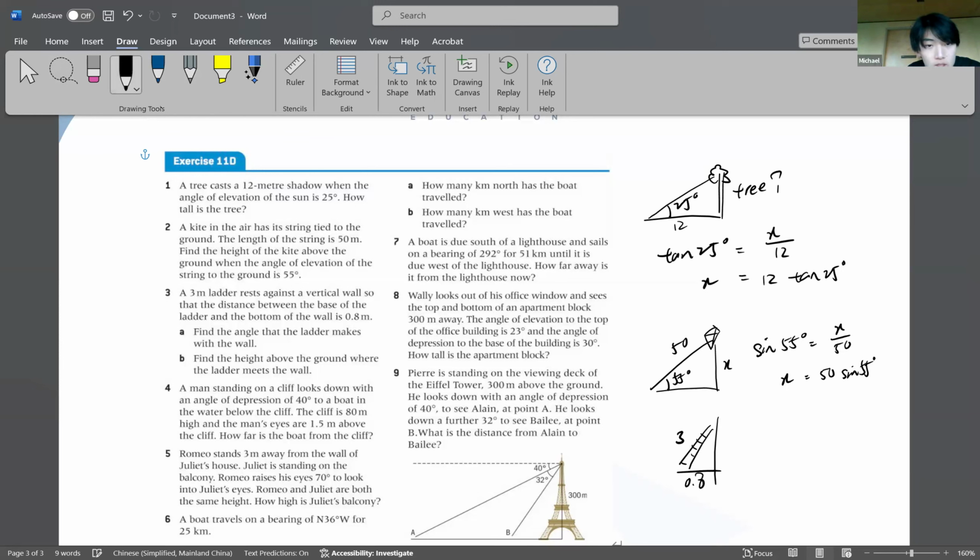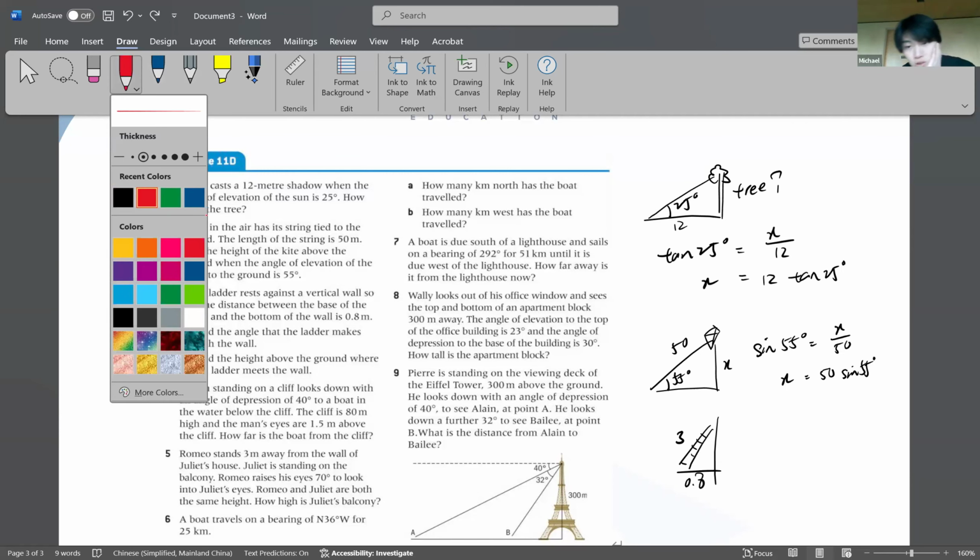What is it asking for? Find the angle the ladder makes with the wall. Find the height above the ground where the ladder meets the wall. We want to find h, and we also want to find the angle that the ladder makes with the wall. So this angle here, okay? Yeah. All right. What's the angle?